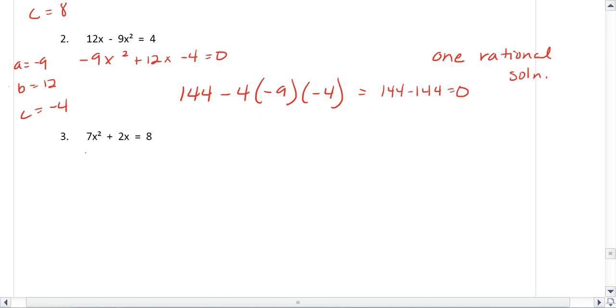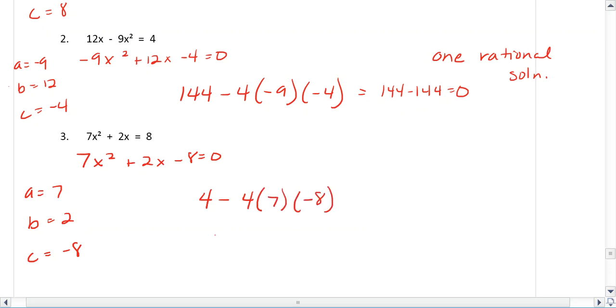In example 3, once again, it's not in standard form, so we'll do that first by bringing the 8 over. And then a is 7, b is 2, and c is negative 8. So looking at the discriminant, b squared is 4, minus 4ac, 4 times 7 times negative 8. So we end up with 4 plus 224, which is 228, which is positive, but it's not a perfect square.